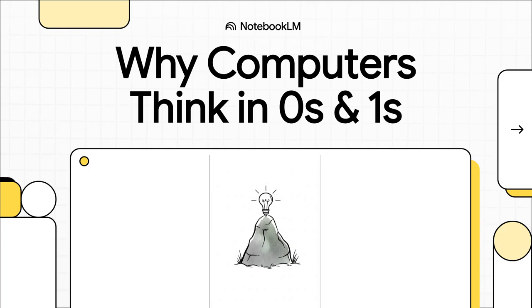Welcome to The Explainer. Today, we're going to decode the secret language of computers. It's a language that somehow runs our entire digital world with just two letters, zeros and ones. So how on earth does that work?